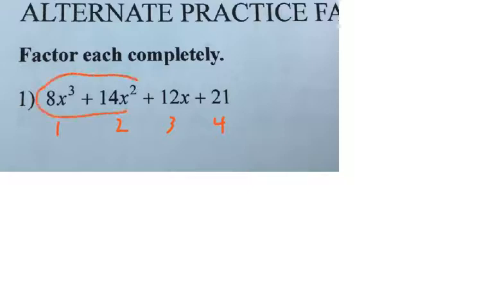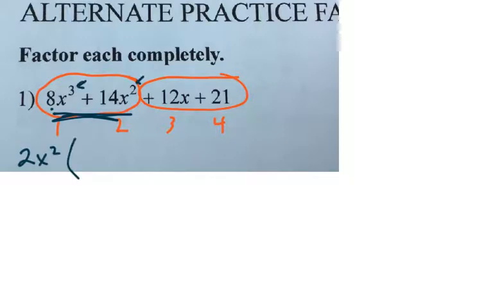So I'm going to group the first 2. I'm going to group the last 2. Include any of the signs in there, by the way, as you'll find out. Now, let's look at our first group right here. 8 and 14, I can divide by 2. x cubed and x squared, I can also divide by an x squared. So this is going to be my greatest common factor, 2x squared.